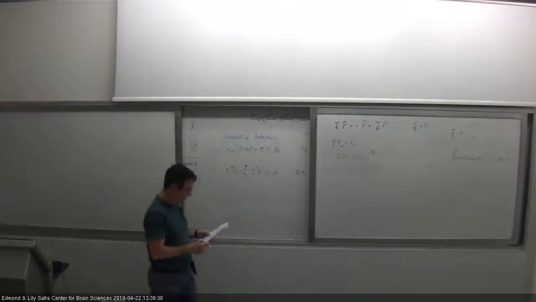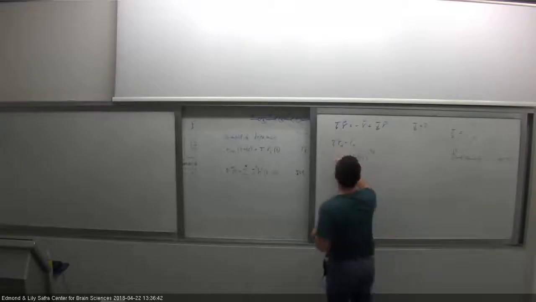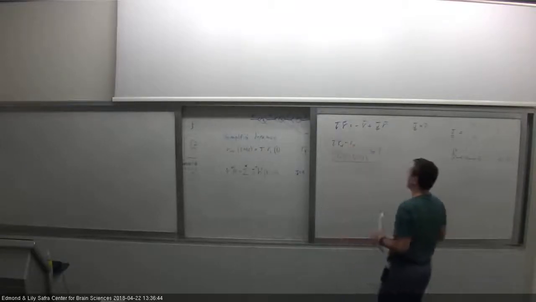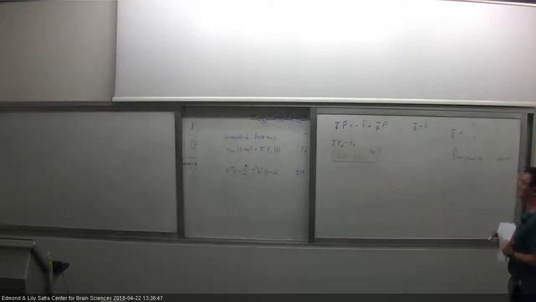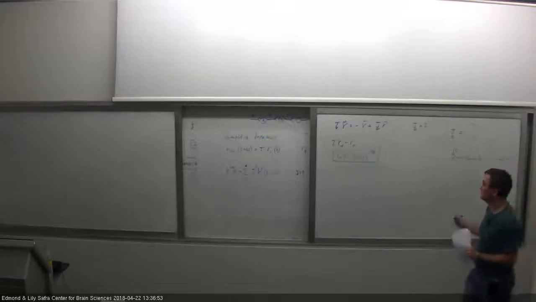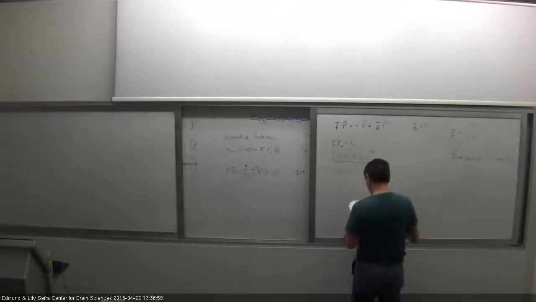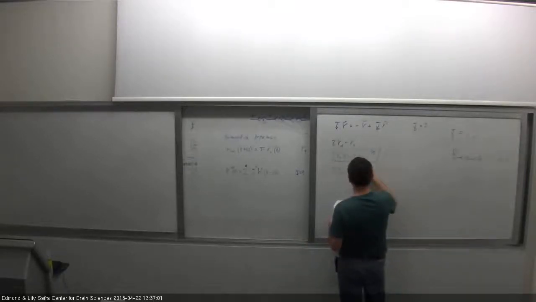Okay. This was easy. What about the second neuron? What can you say about the second neuron? So tau Rn minus 1 dot is equal to minus Rn minus 1 plus Rn.